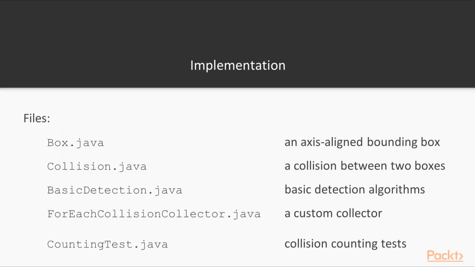Now let's switch to the code. We will use the following 5 classes. There's Box, representing a bounding box. We have Collision, which is the object representing a collision between two boxes. We have BasicDetection with the basic algorithms, and one of these algorithms uses a custom collector called ForEachCollisionCollector. And finally, our main method, so our entry point, will be in the CountingTest file.